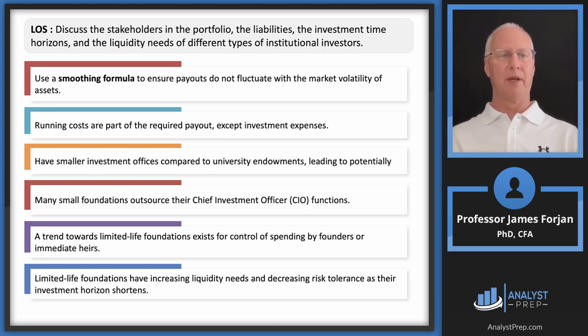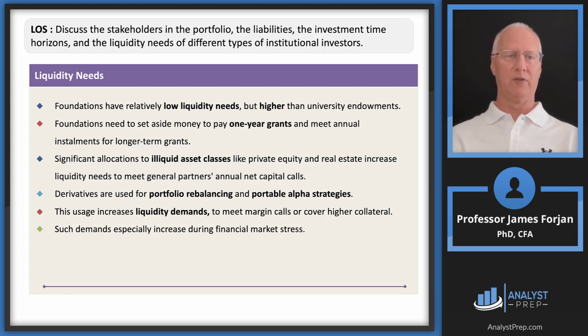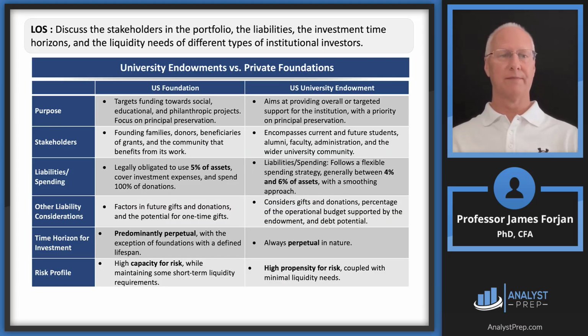Smaller investment officers, that makes sense. There's some small things here. These could show up on the exam. Liquidity needs, low liquidity. Maybe higher than university endowments. Of course, the university endowments, that depends on what those operating budgets mean and need. Significant allocations to illiquid asset classes like hedge funds and private equity and real estate. We can use derivatives. Yeah, that makes perfect sense.